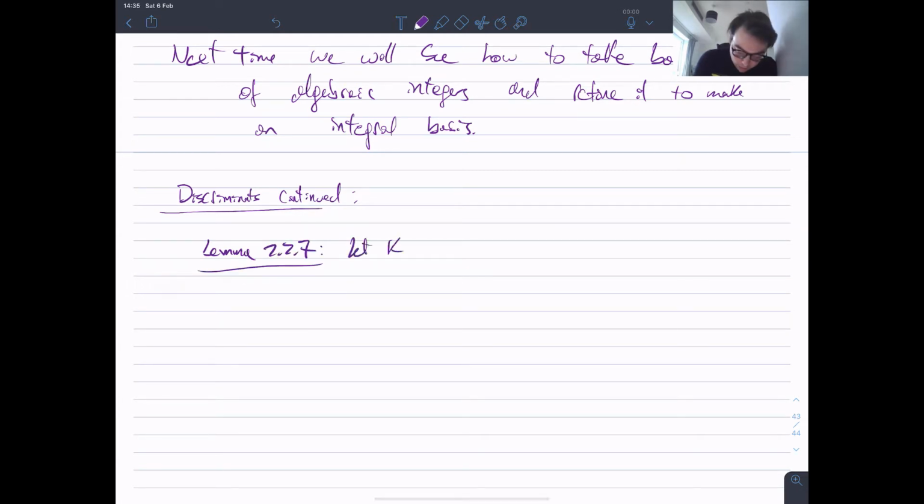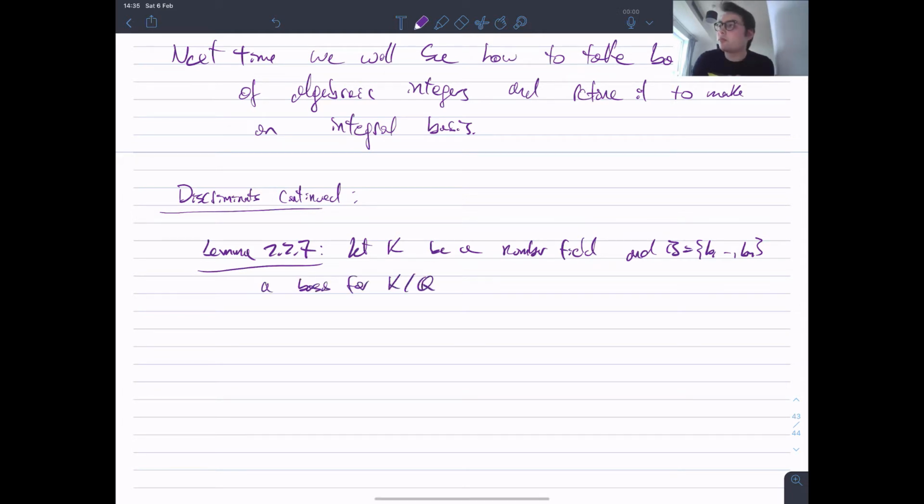As usual, let K be a number field, and B some set of elements, say b1 to bn, a basis for K over Q, consisting of algebraic integers. So we don't know if this is an integral basis, but we at least have a basis and it has all algebraic integers in it. So this is maybe a candidate for what I want to do.